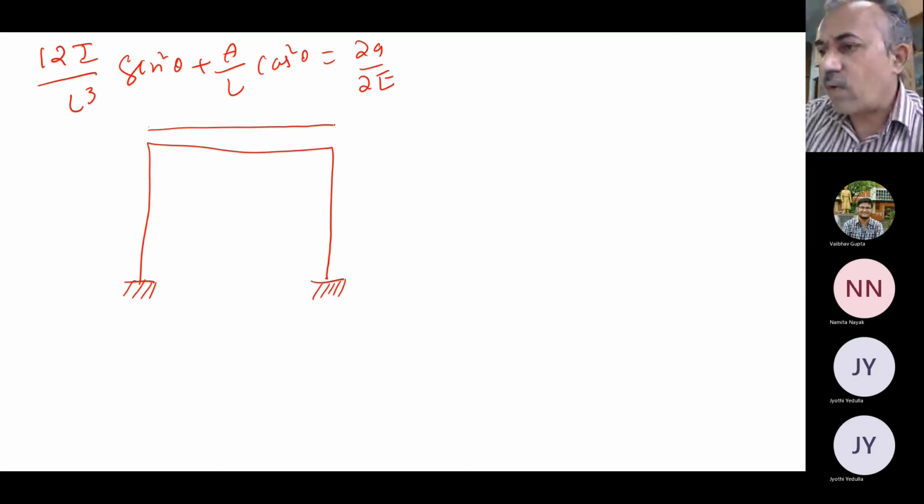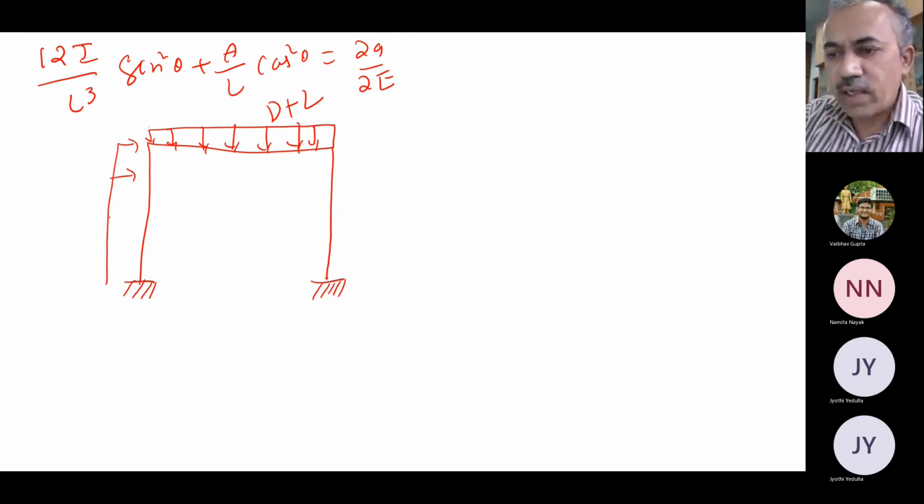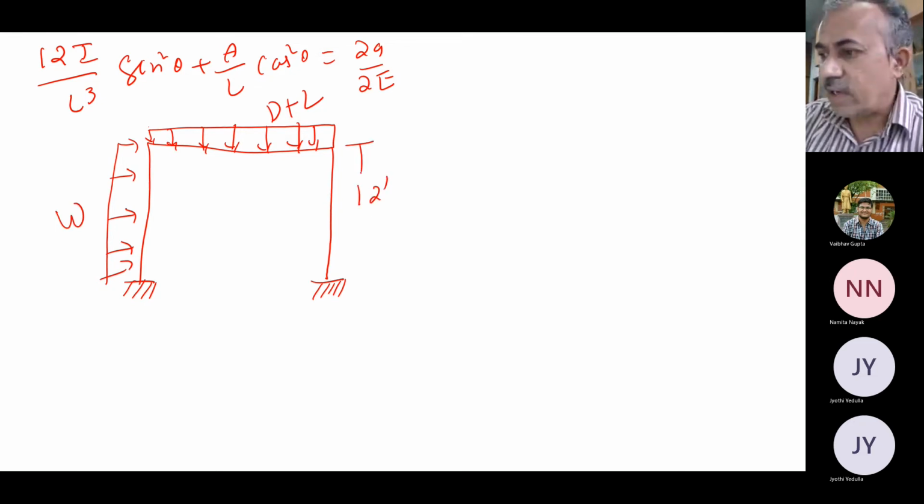Okay, so you have dead load and live load, so the steel frame he has solved. Very nice. So D plus L. Then you have this wind load. I think this is okay. So this wind load is also W, and then he has given all these elements, the dimensions, everything. He has given 30 inches, I think this direction.